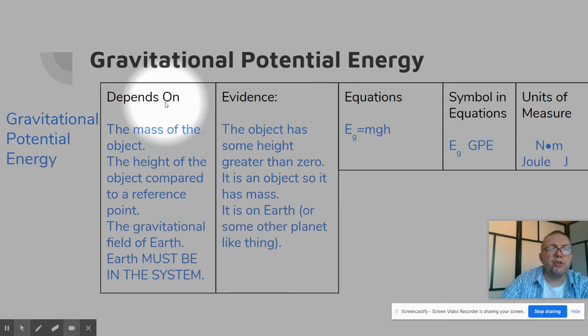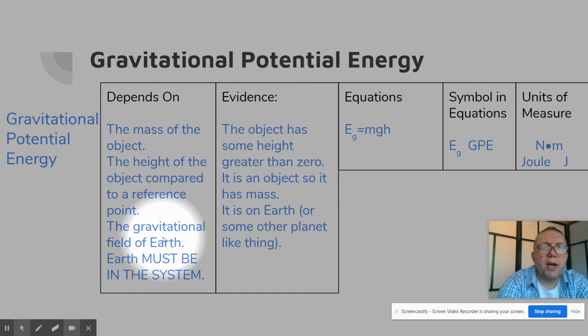So gravitational energy, gravitational potential energy, depends on the mass of an object, how high it is compared to some reference point. For us, oftentimes just the ground. And it depends on the gravitational field of the Earth. We did that G, the gravitational field of the Earth, in the last unit when we were talking about weight, or the force due to gravity, the gravitational force of the Earth on something. So the gravitational field G is 9.8 newtons per kilogram.